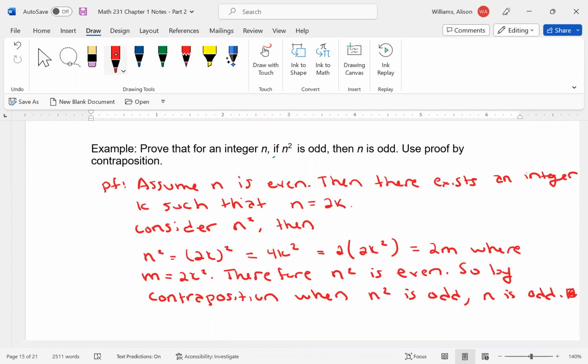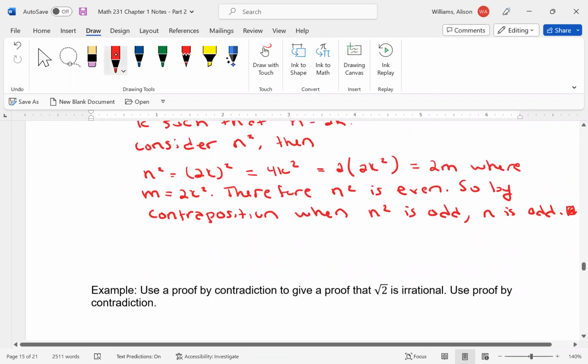All right, so there you go. Contraposition. Assume the opposite of the conclusion, show that it gives us the opposite of the assumed portion, and then we're able to go ahead and use contraposition.